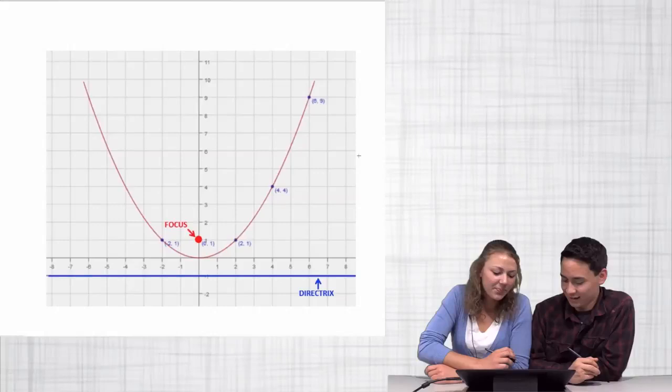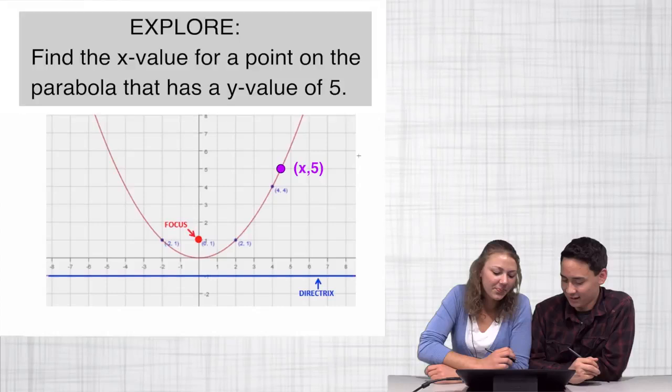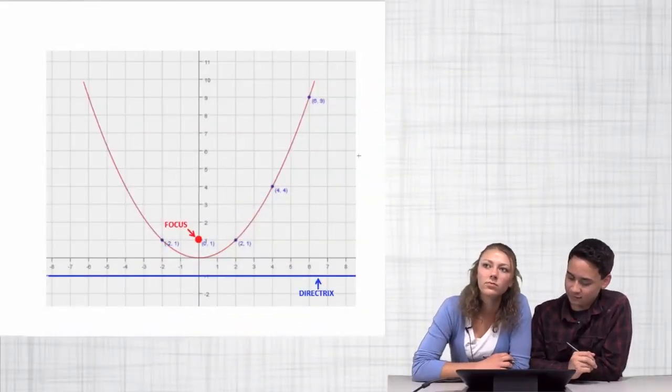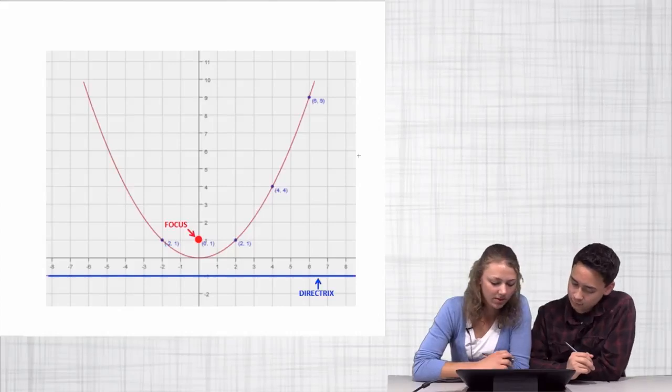Rather than verifying that a point is on the parabola, this time Sasha and Keoni are told that a particular point is on the parabola and that its y value is 5. Their job is to find the x value for that point. Could you mark the point on the parabola where y will be 5?